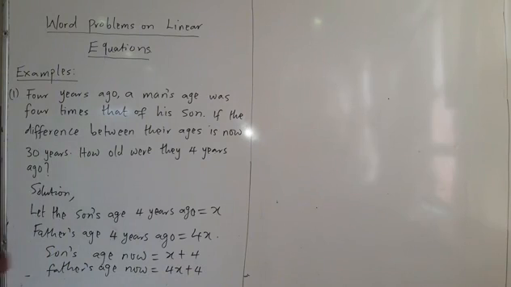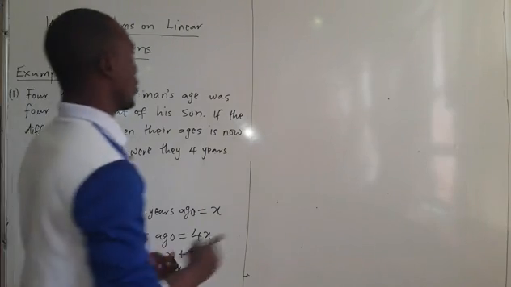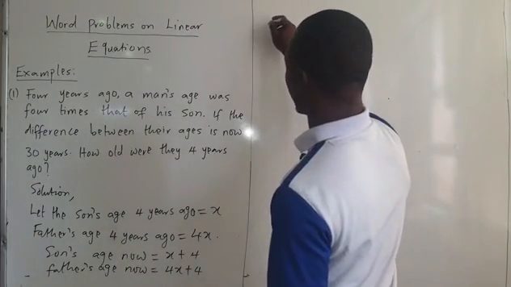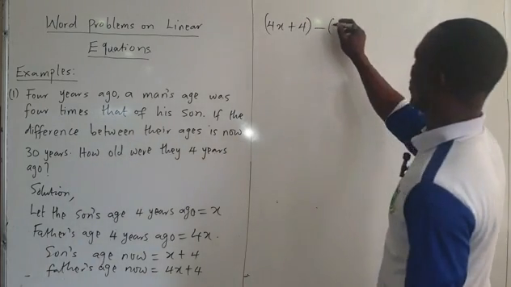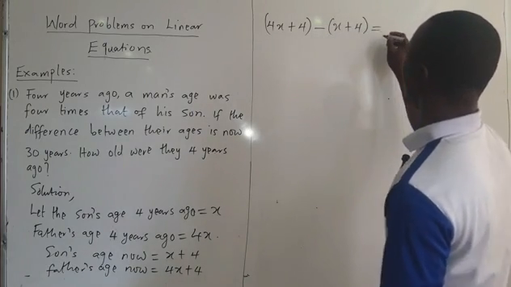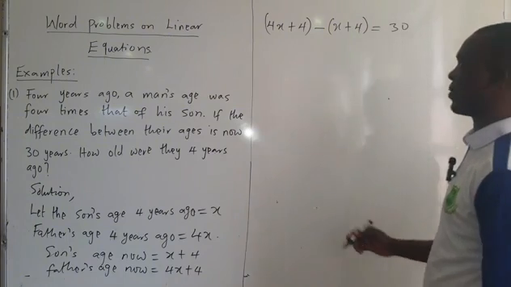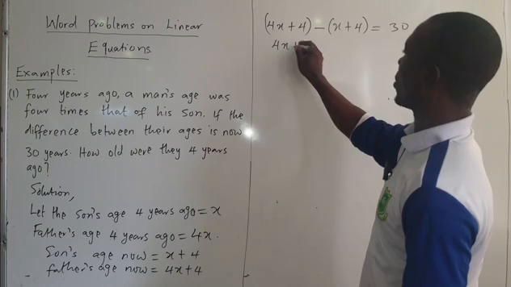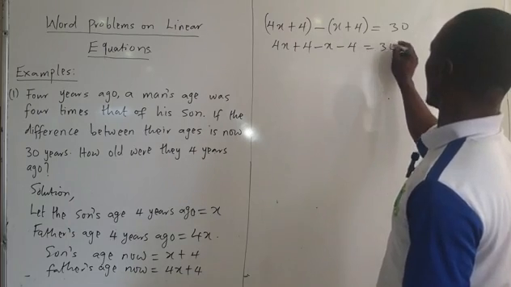But the question says the difference between their ages is now 30 years. So the son's age now is x plus 4, and the father's age now is 4x plus 4. The difference between their ages now will be the father's age now, 4x plus 4, minus the son's age now, x plus 4. So the difference is 30. This is a linear equation. We open the bracket and simplify. So we now have 4x plus 4 minus x minus 4 equals 30.